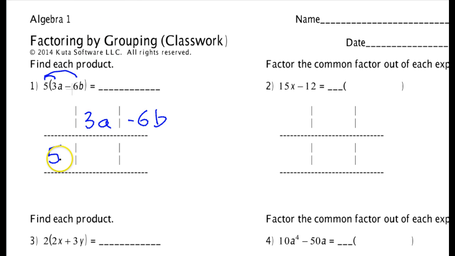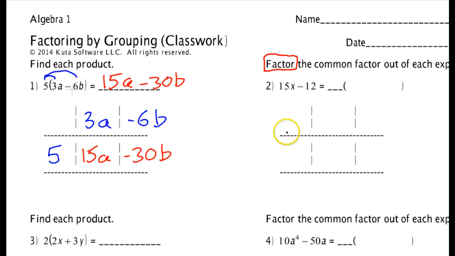And multiply. 5 times 3a. 5 times negative 6. So the answer is simply 15a minus 30. What if I gave you what's the answer here, right? And I told you to factor, undistribute, go backwards, undo this.